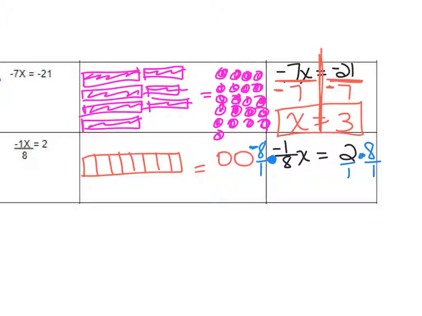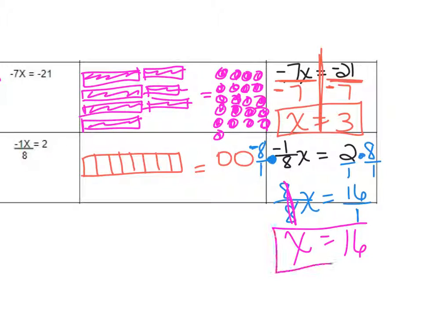Now I do the math. So negative 8 times negative 1 is going to be 8. 1 times 8 is 8, and then you have the x. 2 times 8 is 16 over 1. So now I'm going to simplify it. So 8 divided by 8 is 1, right? And 16 divided by 1 is just 16. And your answer is 16. So basically, if you go back and say 16 divided by 8, is it 2? Yeah. 16 divided by 8, it's 2.